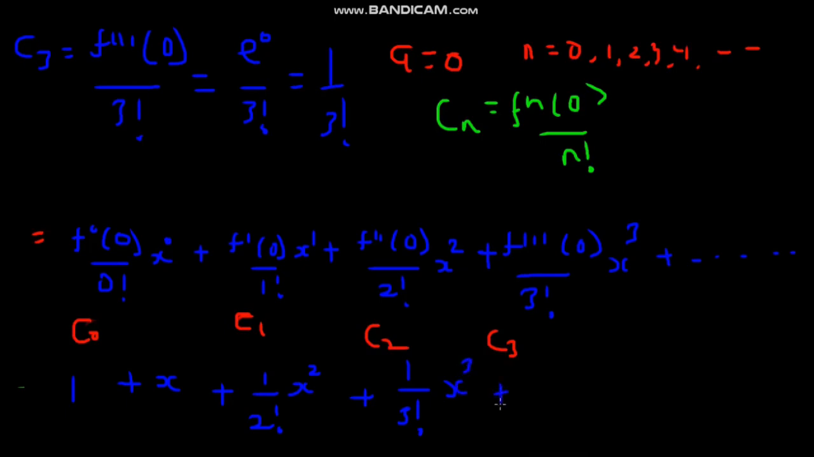I can continue this as 1 over 4 factorial times x to the power 4. I believe by now you've seen the trend, so you can also see 1 over 5 factorial times x to the power 5. You see that's how it's going to continue. So with this, I think we can find a general formula for this series. Let's see what that would be.